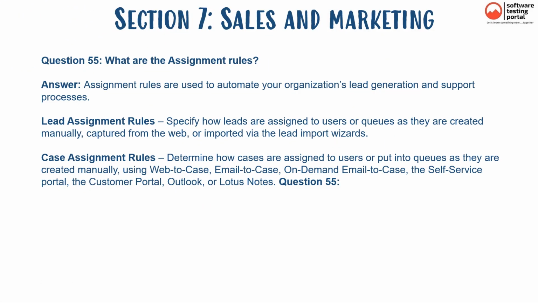Question 55. What are the assignment rules? Assignment rules are used to automate your organization's lead generation and support processes. In lead assignment rules we specify how leads are assigned to users or queues as they are created manually, captured from the web, or imported via the lead import wizards. Whereas in case assignment rules we determine how cases are assigned to users or put into queues as they are created manually, using web to case, email to case, on-demand email to case, the self-service portal, the customer portal, Outlook, or Lotus Notes.